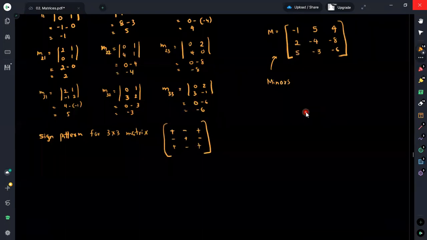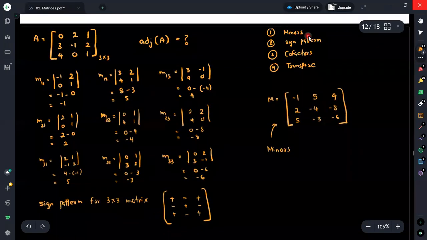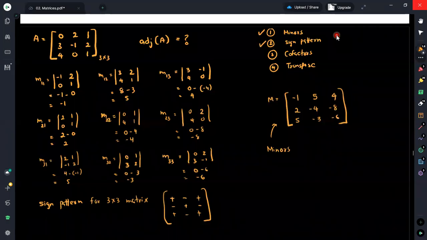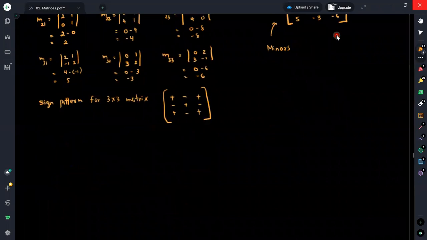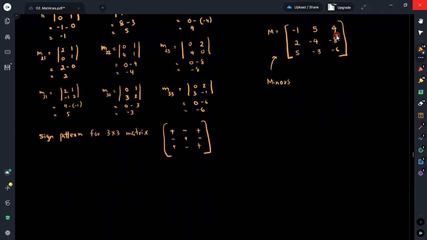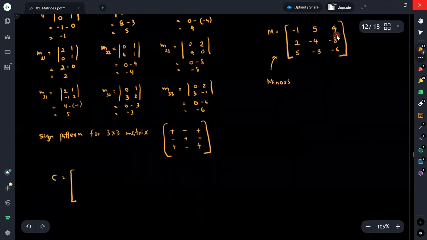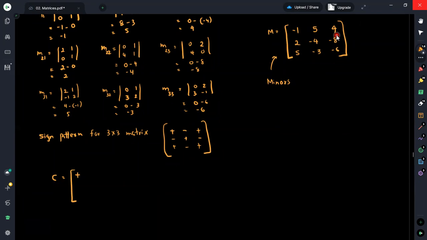Considering the calculation steps, we have completed obtaining the minors and identified the sign pattern. Then we need to obtain the cofactors. To obtain the cofactors, we can combine the sign pattern with the minors. If I write down the matrix of cofactors and name it C, the first sign is plus, combined with the minor value minus 1.